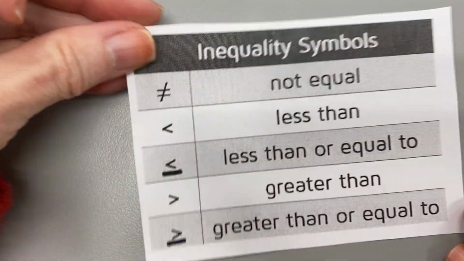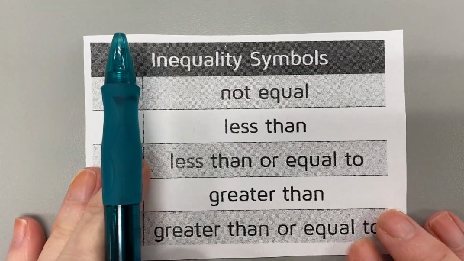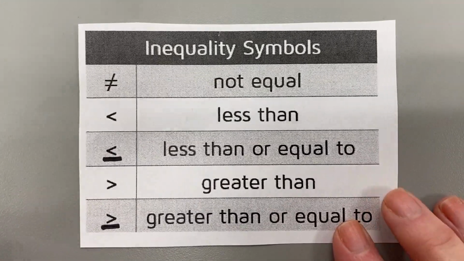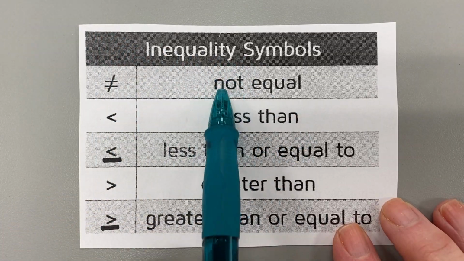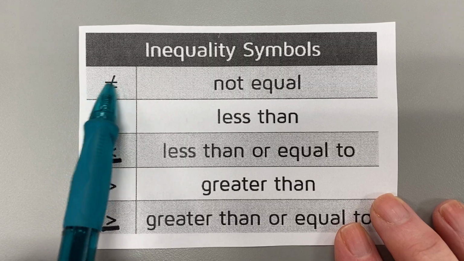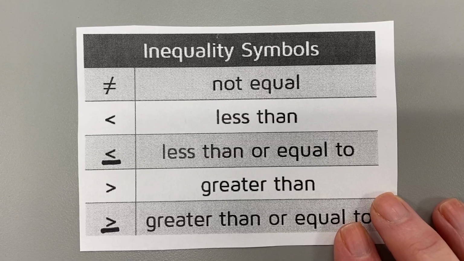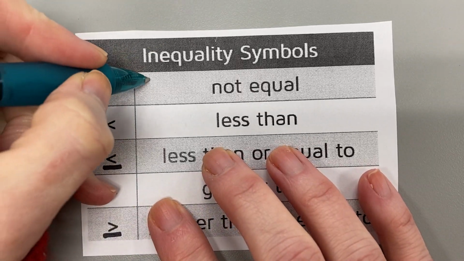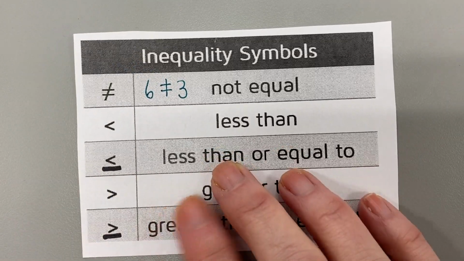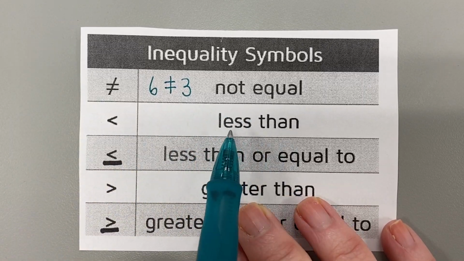First, I wanted to share our inequality symbols. So this is like every symbol except equal to. These are the inequality symbols. So when something is not equal, you put an equal sign with this slash through it. That symbol means not equal. So if I wrote something like 6 does not equal 3, that would be perfectly true because 6 does not equal 3.